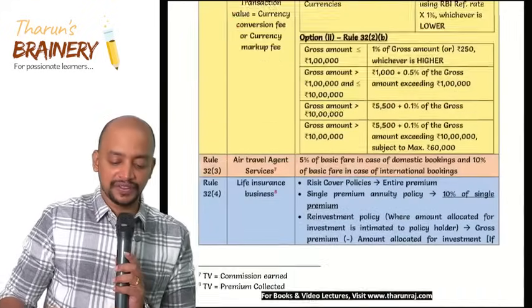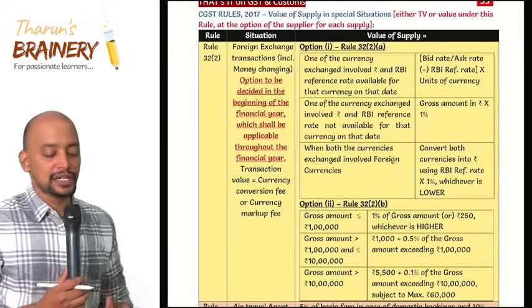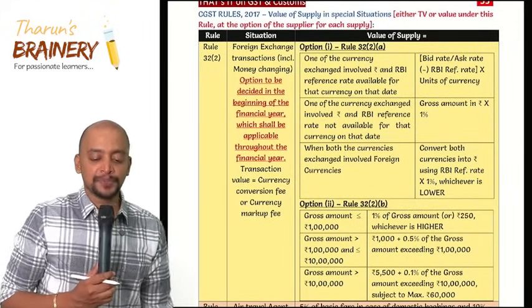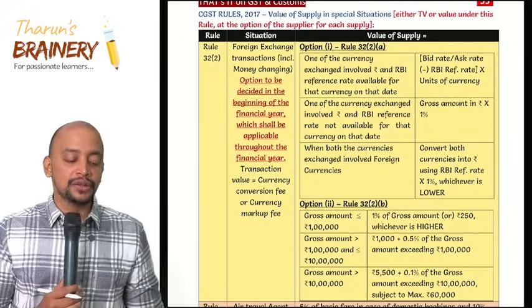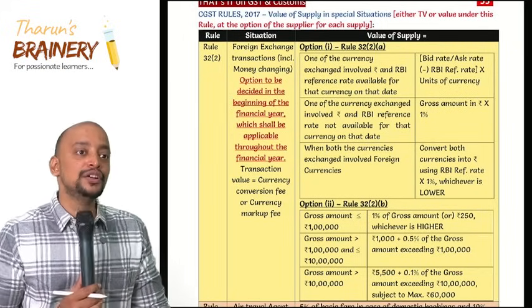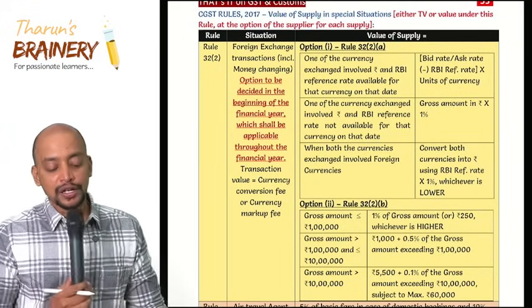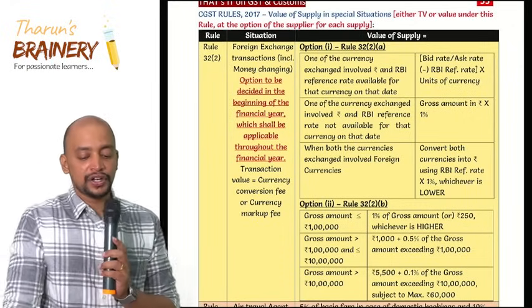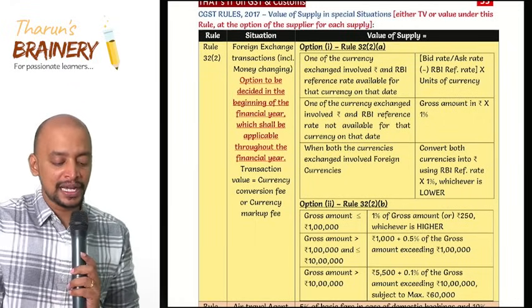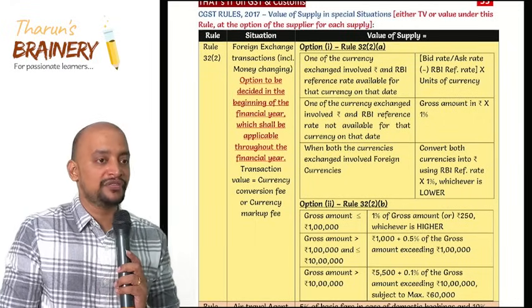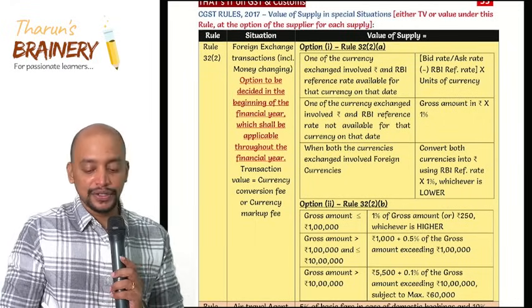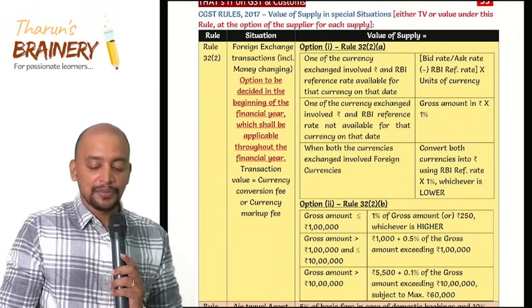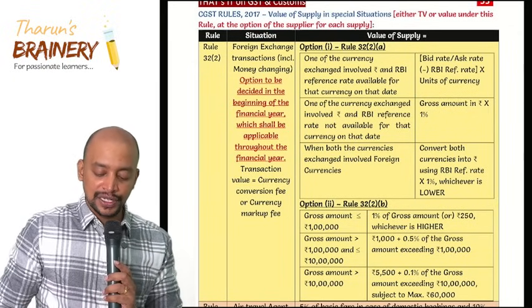Now let's start with the first one, foreign exchange transaction including money changing. Here they have 2 options again. Already rule 32 itself is an option, and in that rule 32 again we have 2 options. So option 1, rule 32(2A), what does it say? Check whether one of the currencies exchanged involves Indian rupee and the RBI reference rate is available for that currency on that day. Then you take bid rate or ask rate minus RBI reference rate, into units of currency.